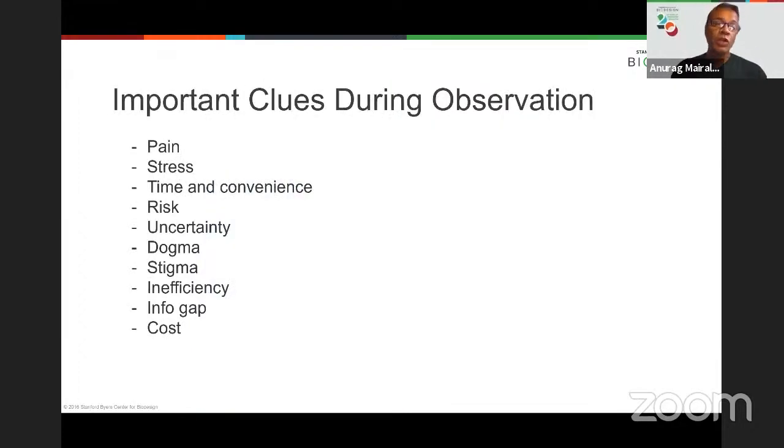What are some of the important clues that you're looking for in the observation? You're looking at pain, their stress. They talk about time and inconvenience, or you see their time and inconvenience. I'll give you an example.